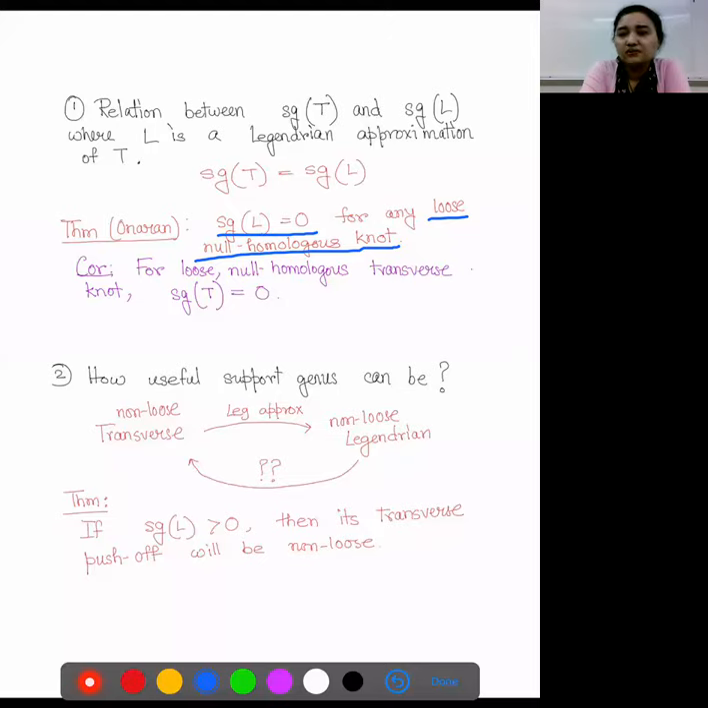Okay. Next question is how useful the support genus can be, because we saw previously that it cannot distinguish loose and non-loose links. So is there any other use of this support genus? Actually, if you take a non-loose transverse knot and you apply this Legendrian approximation, you will always end up with a Legendrian knot which is non-loose. And this is due to Etnyre.